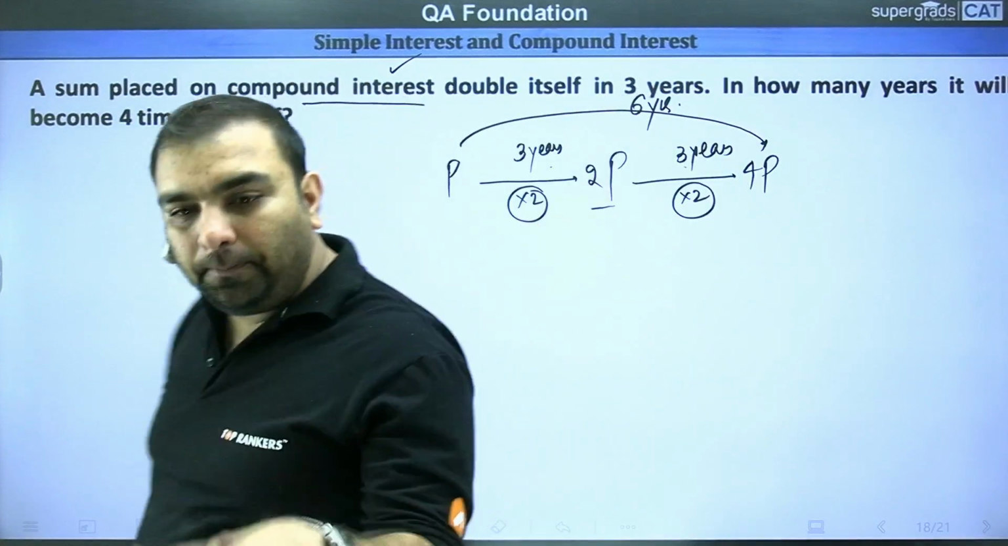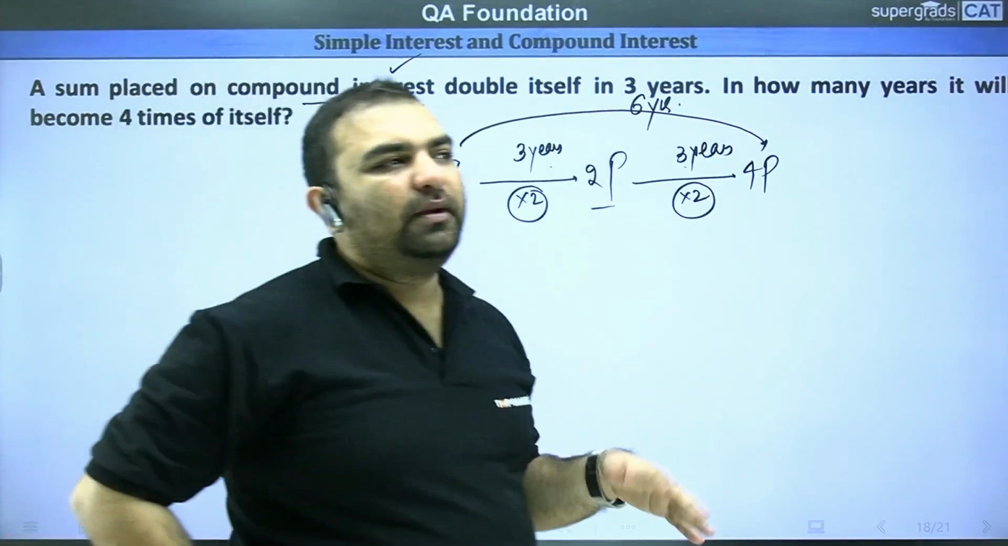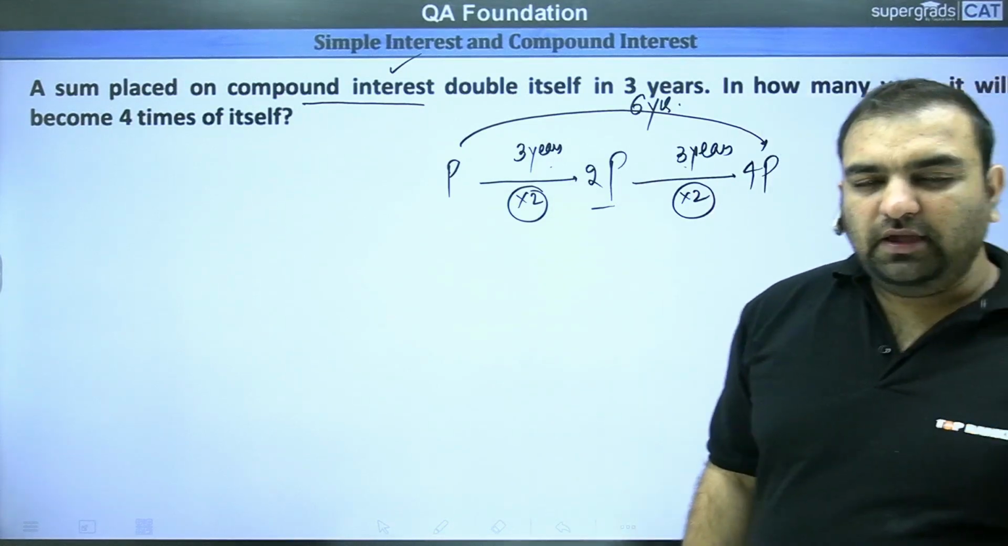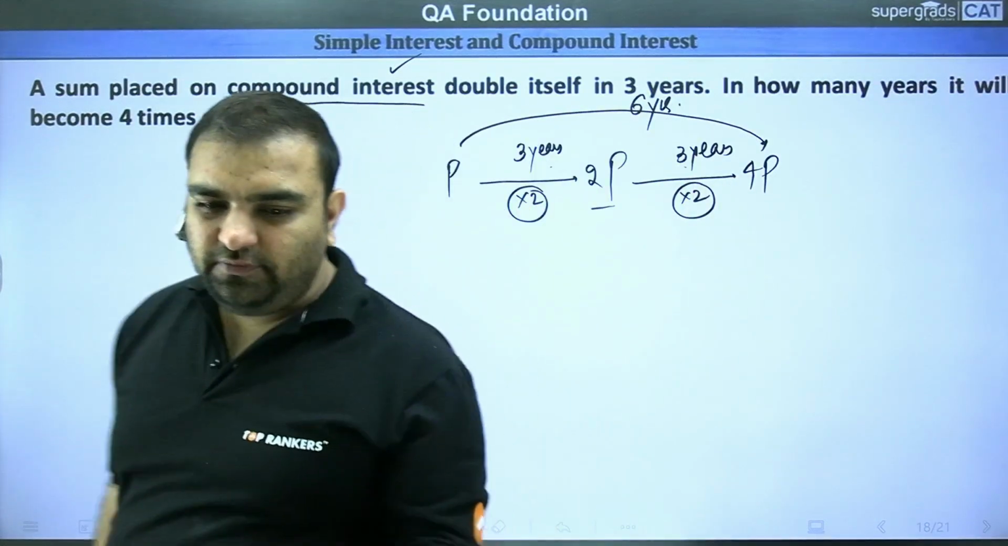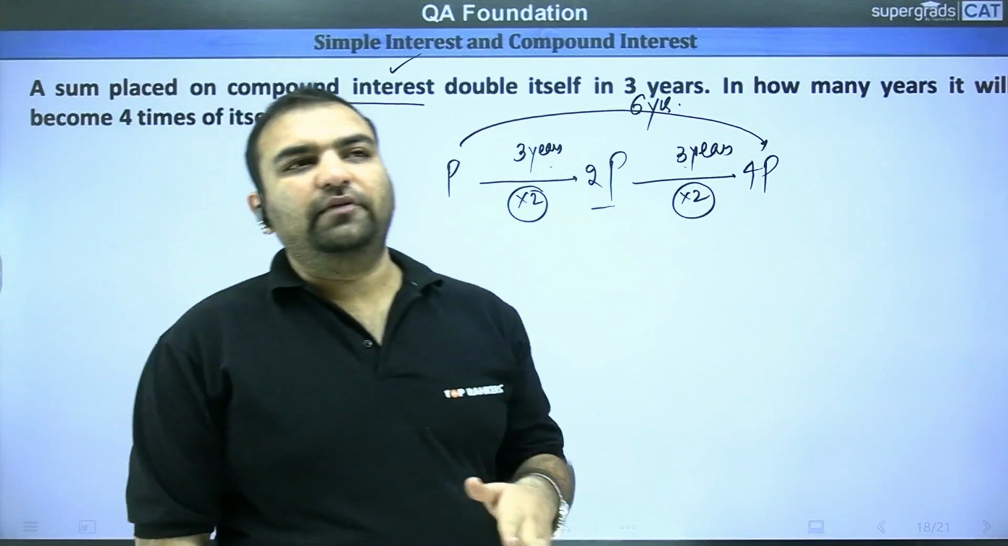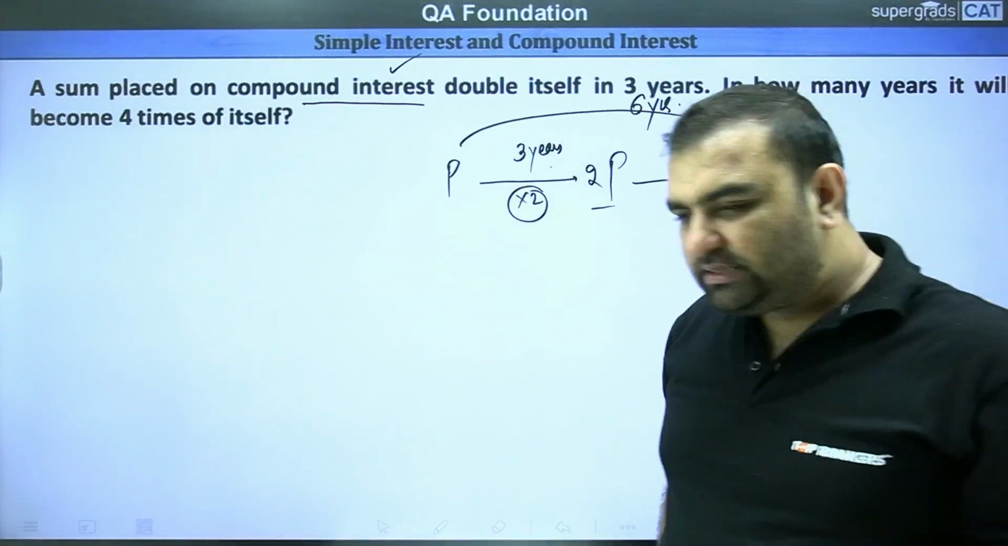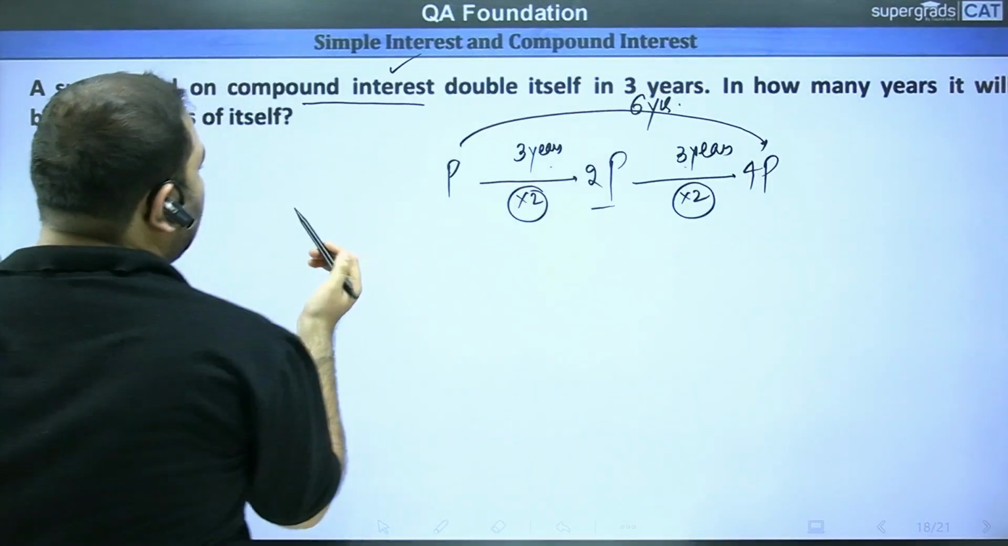If it triples in 5 years, then again it will become triple in the next 5 years. If it is becoming 5 times of itself in 10 years, then again it will become 5 times of itself in the next 10 years. इसको हम कभी कभी ऐसे भी करा देते हैं.